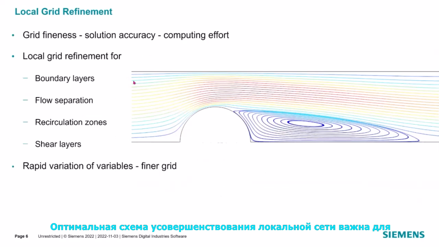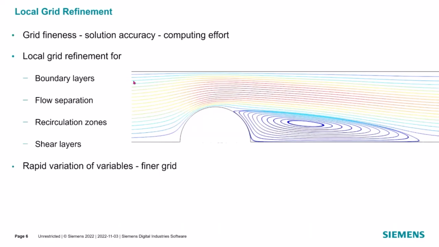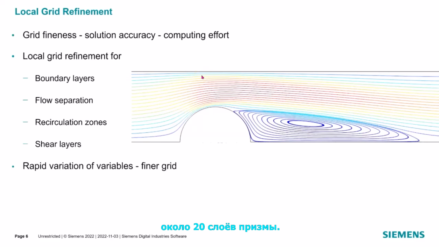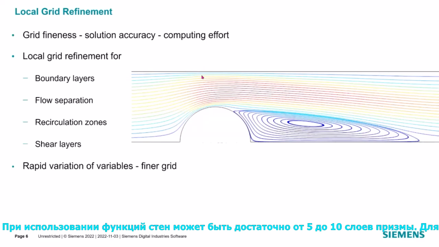An optimal design of local grid refinement is important for achieving the highest accuracy with affordable computing effort. Local grid refinements depend on expected flow features. Boundary layers at walls require grid refinement in the wall normal direction. If the boundary layer should be fully resolved, about 20 prism layers are needed. If wall functions are used, 5 to 10 prism layers may be sufficient.